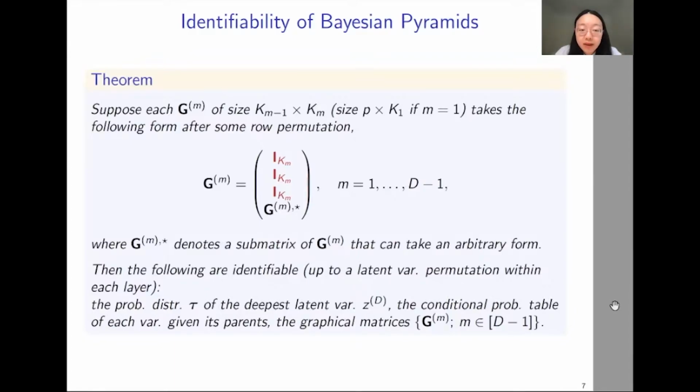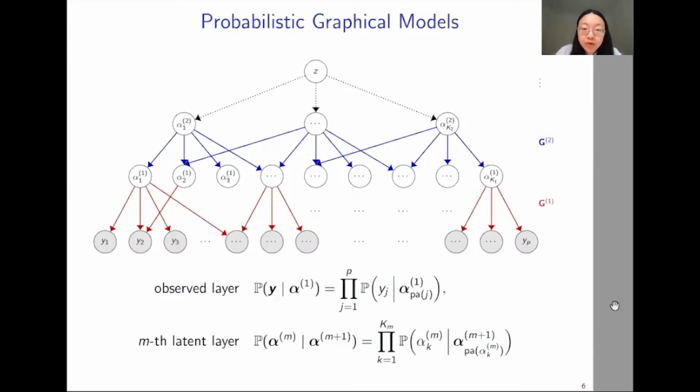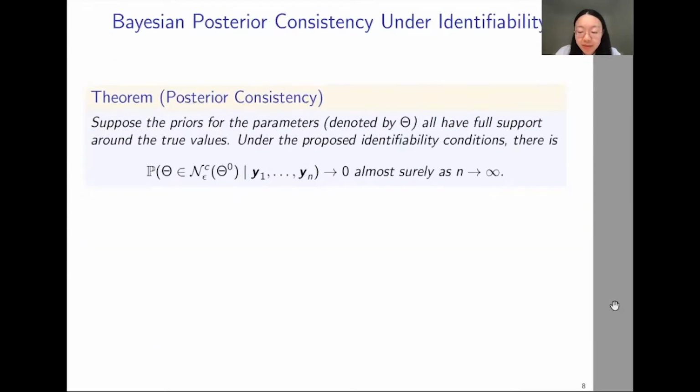Then the following quantities are identifiable up to a latent variable permutation within each layer. These quantities include the distribution of the deepest latent variable Z and the conditional distribution of all the other variables given their parents, and also all the graphical matrices themselves. They can be identified. Here I should mention that we consider all the latent variables in these middle layers to be binary for interpretability and for theory.